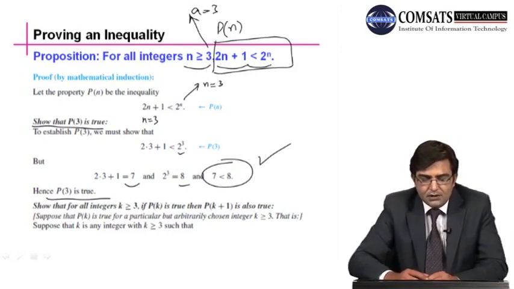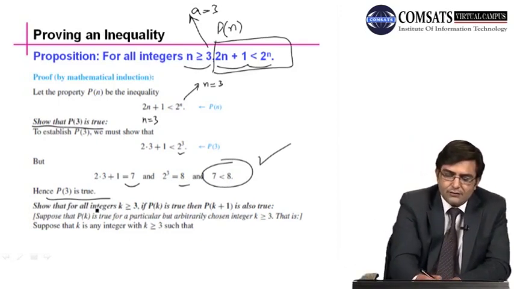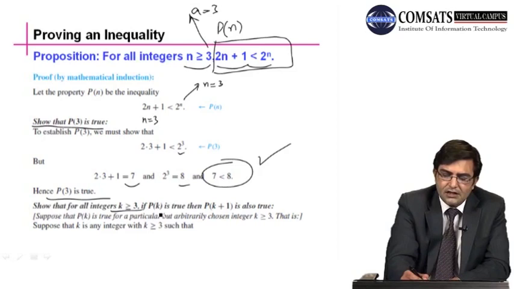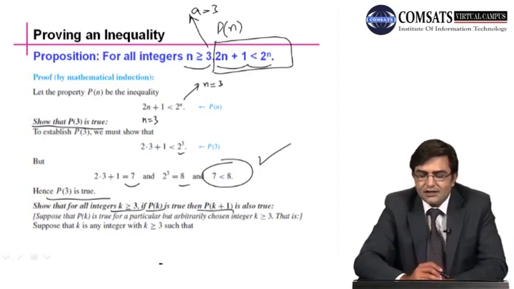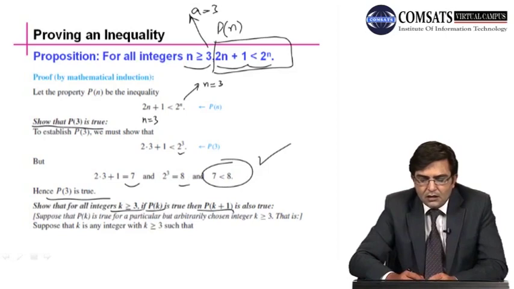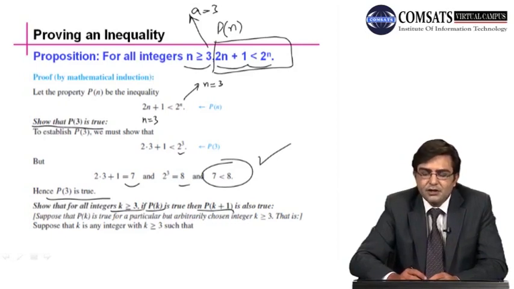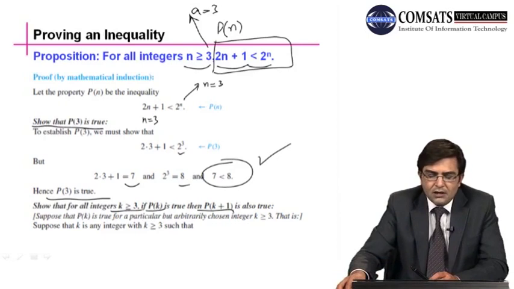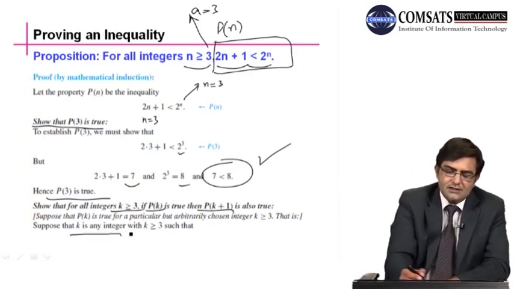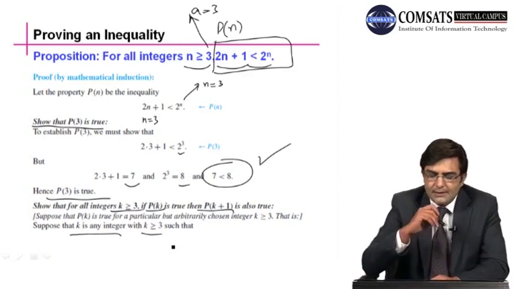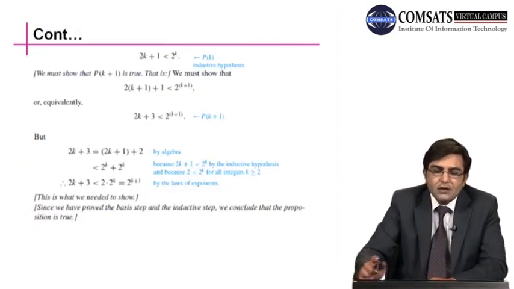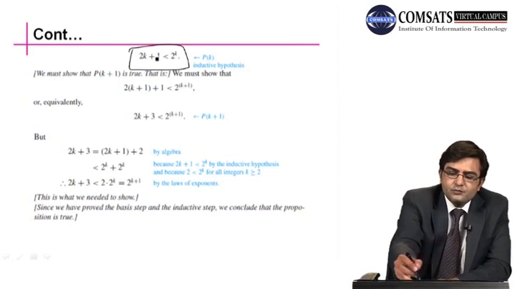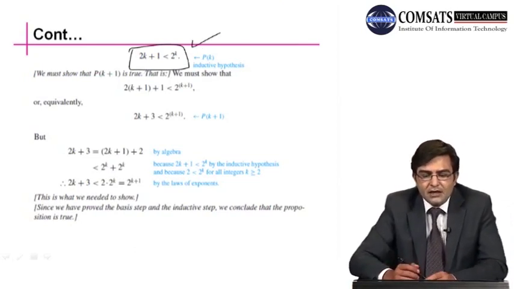Next, the same step, we show that for all integers k greater than or equal to 3, if p of k is true, then p of k plus 1 is also true. We suppose that the inductive hypothesis is true, and we shall prove that the conclusion p of k plus 1 is true. So we suppose that k is any integer such that k is greater than or equal to 3, and this is true. This is basically p of k, and we must show that p of k plus 1 is true.